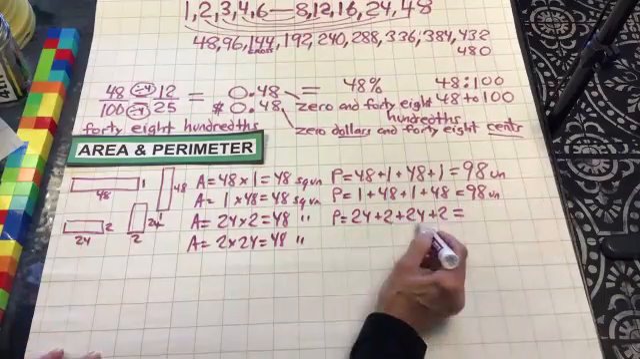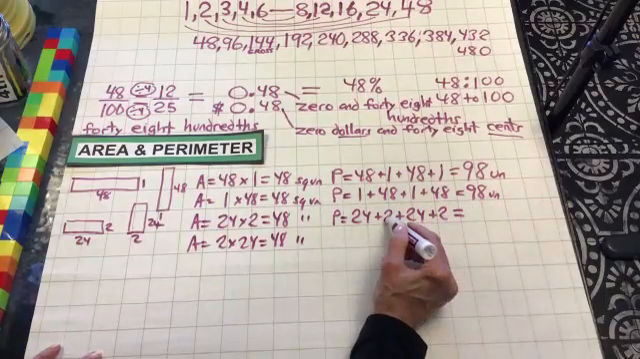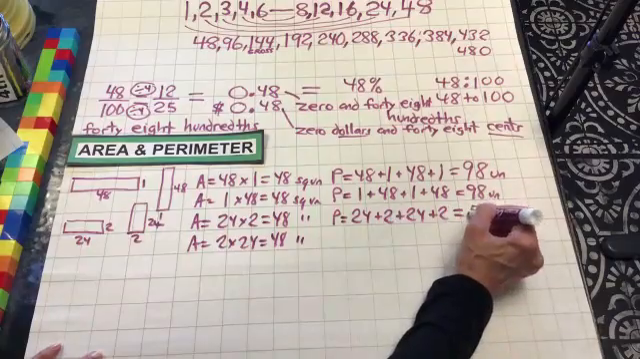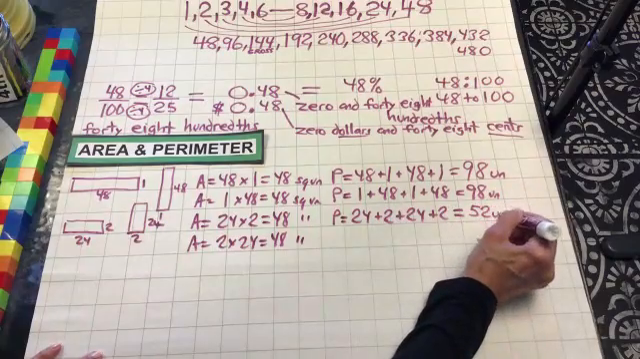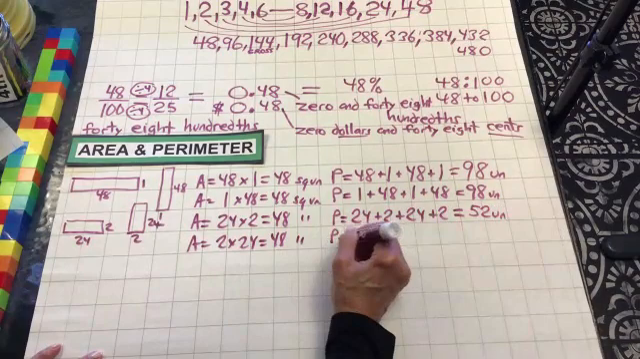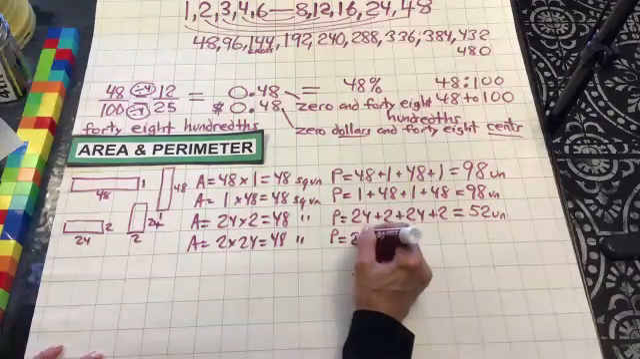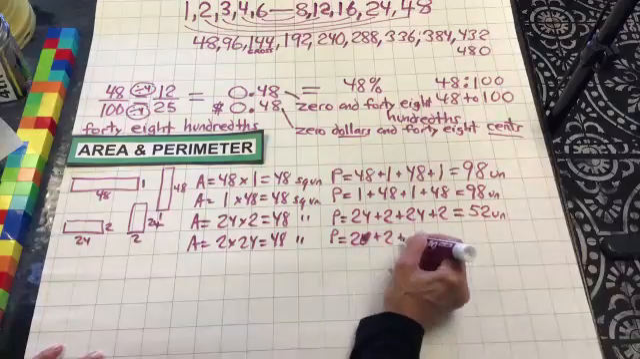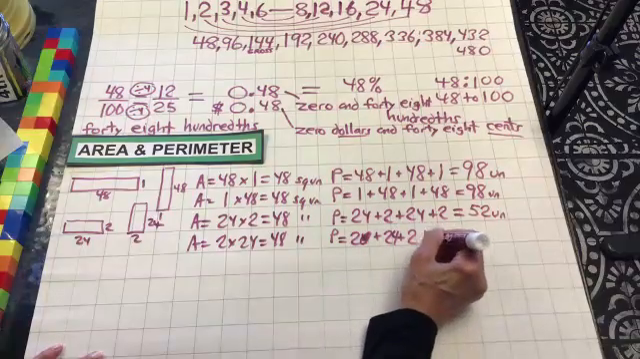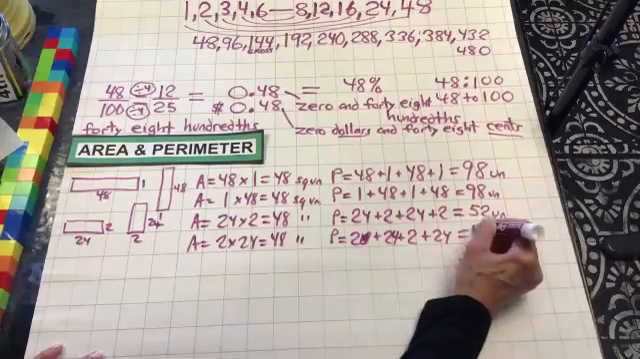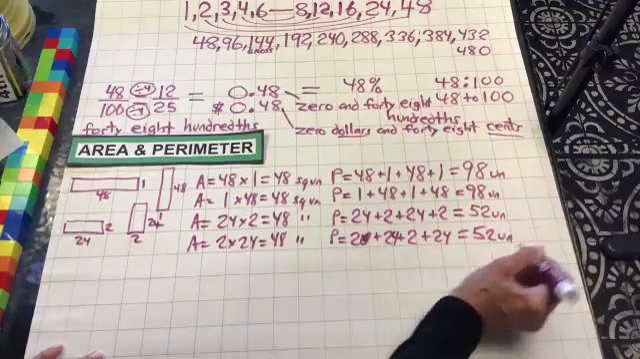And the perimeter would be 24 plus 2 plus 24 plus 2 equals, well, 2 24s we know is 48. 2 more is 50, 2 more is 52. So we go from 98 to 52 units. It's amazing how that happens. Oops, this one's supposed to be 2 plus 24 plus 2 plus 24. And it's the same, just in a different order.